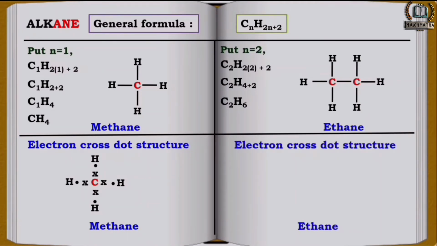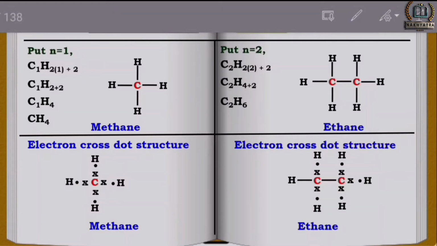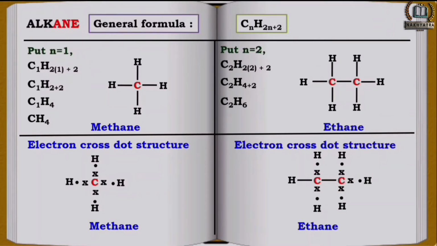Now see the electron cross-dot structure for ethane. It is just similar to methane. Here the dot represents the electrons of hydrogen and the cross represents the electrons of carbon. Is that clear? Okay.